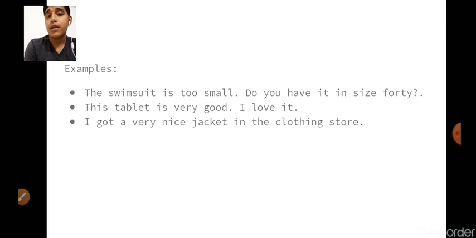Now, let's go for some examples. The swimsuit is too small. Do you have it in size 40? Yes or no? This tablet is very good. I love it. And I got a very nice jacket in the clothing store.